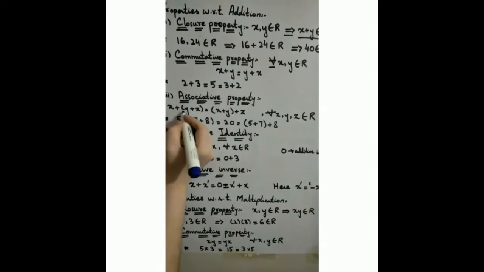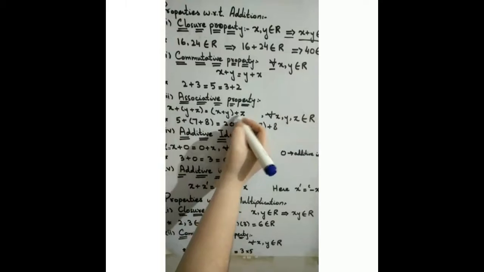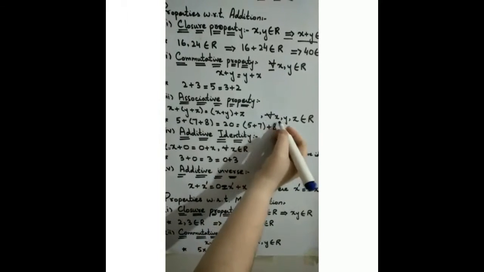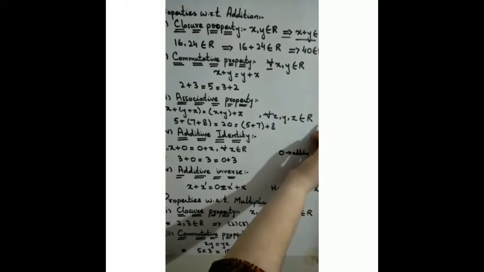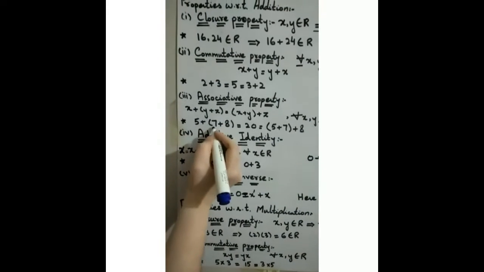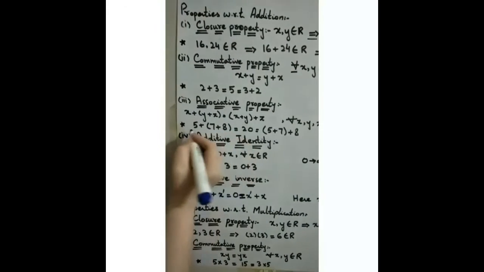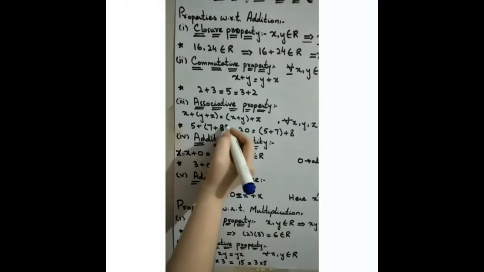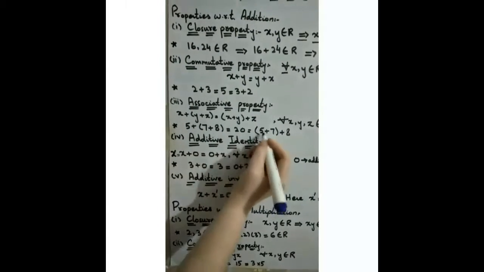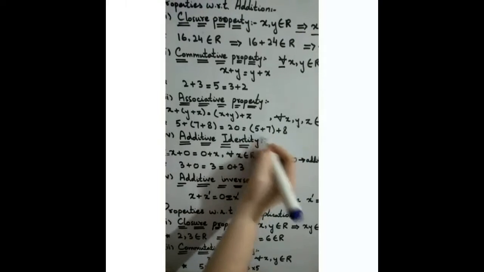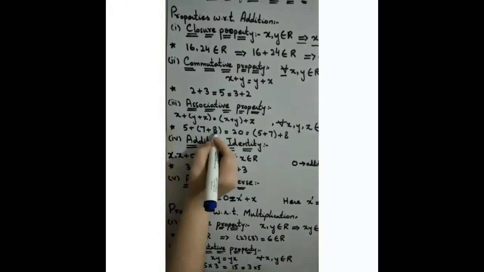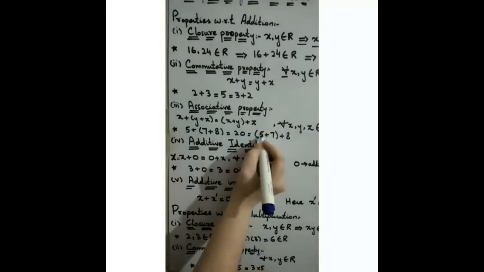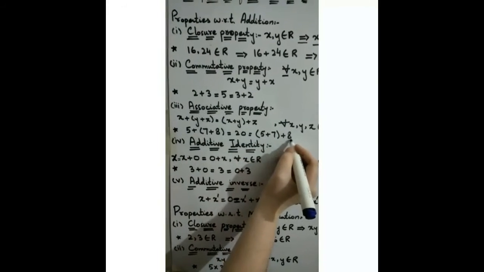Third property, associative property. x plus (y plus z) equals (x plus y) plus z for all x, y, z belonging to real numbers. If x equals 5, y equals 7 and z equals 8: 5 plus (7 plus 8) is equal to (5 plus 7) plus 8. 7 plus 8 is 15, 15 plus 5 is 20. 5 plus 7 is 12, 12 plus 8 is 20. Answer will remain the same.